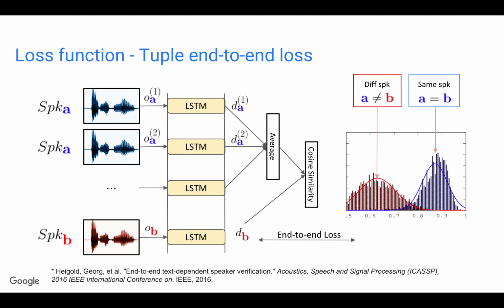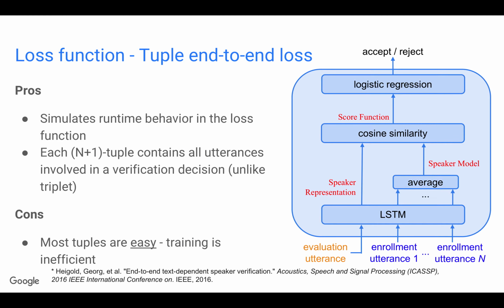Then our problem is simply a binary classification: whether A is the same speaker as speaker B. So it's a same speaker versus different speakers binary classification problem. Because we are averaging the embeddings from utterances of speaker A, this will simulate the enrollment process in our real runtime verification application.